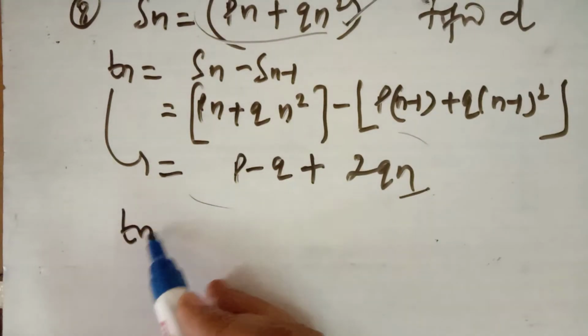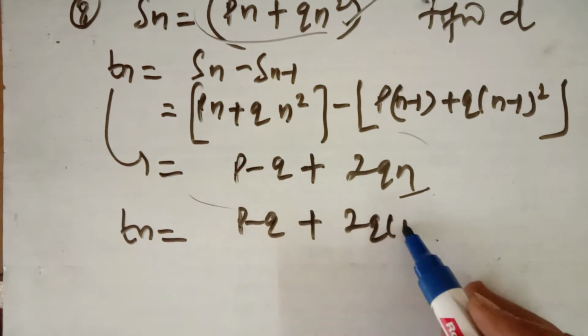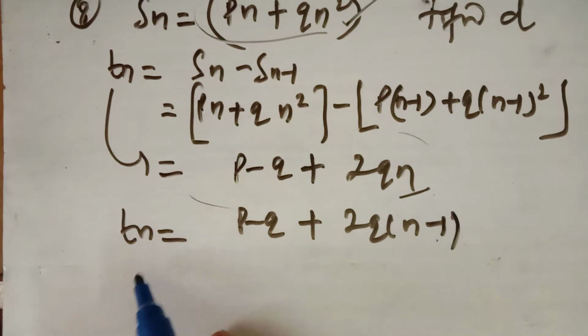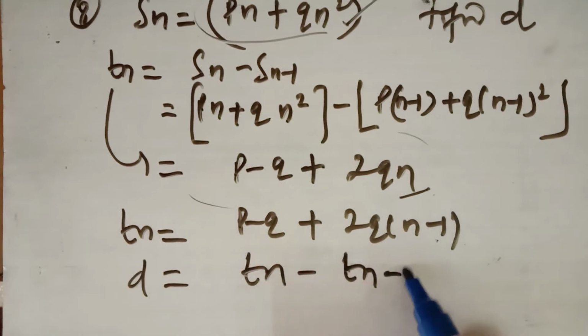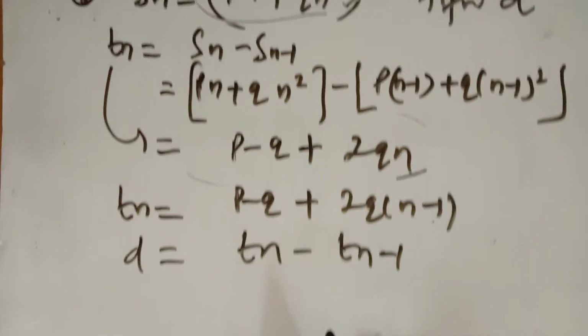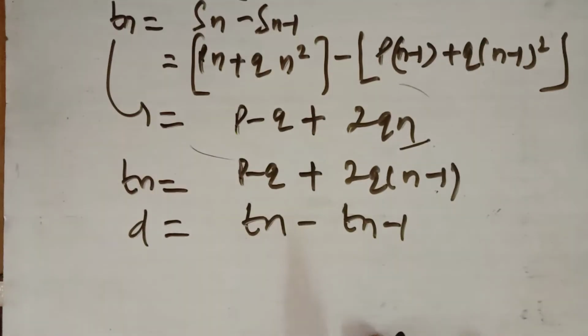Now the (n minus 1)th term will be obtained by replacing n by n minus 1. Why have we done this? Because the common difference is tn minus tn minus 1, और ये हमेशा एक constant रहता है. Sn is always a quadratic polynomial. Tn is always a linear polynomial where the common difference is always a constant.